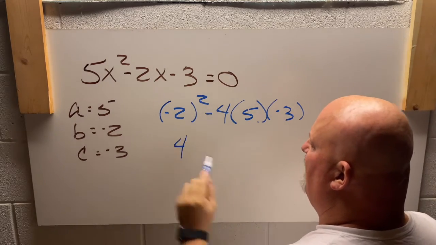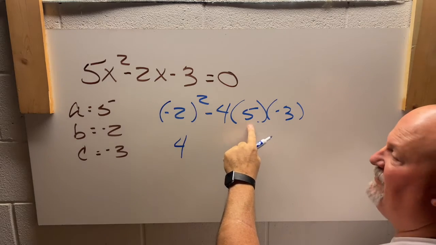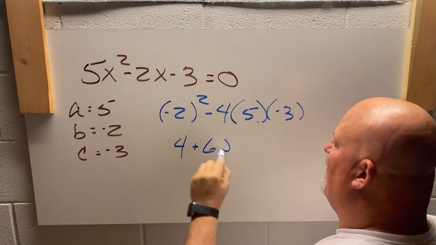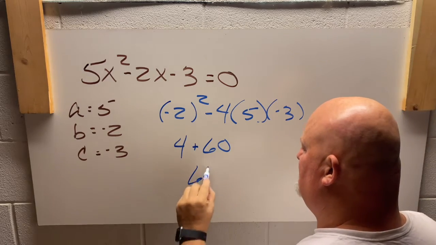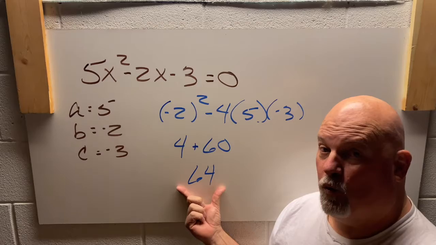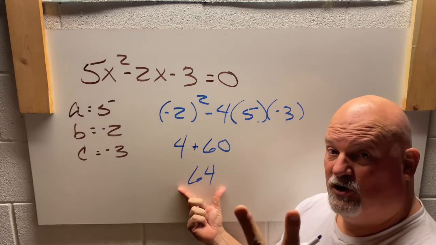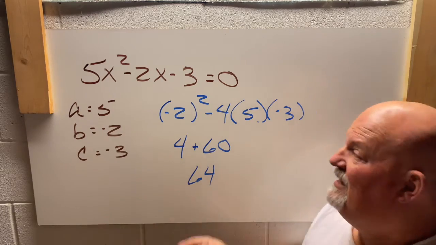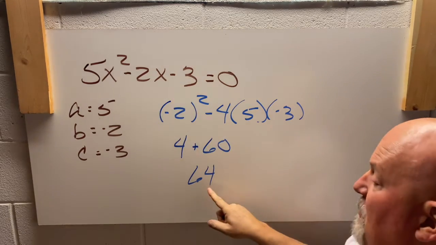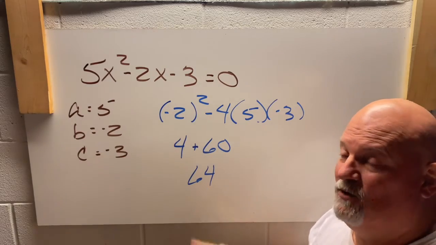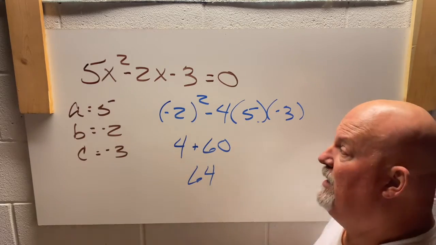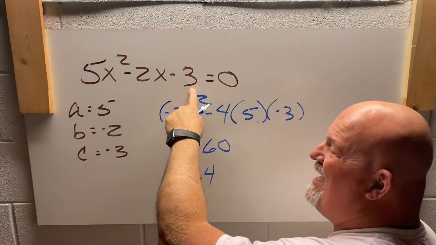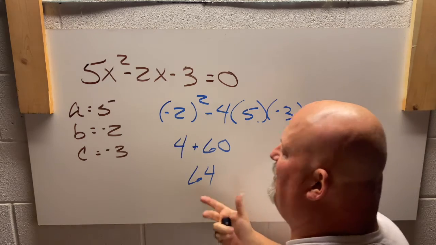So this is going to be 4 over here. Negative 4 times 5 is negative 20. Negative 20 times negative 3 is 60. So I have 60 plus 4, which is 64. Now remember, that is greater than 0, so that means I have 2 roots. That means there are 2 zeros, 2 solutions, 2 roots. That means if I graph this parabola, it's going to cross the x-axis twice. We also know that it's going to open up. We also know that it's going to cross the y-axis at negative 3. All that information I can get.